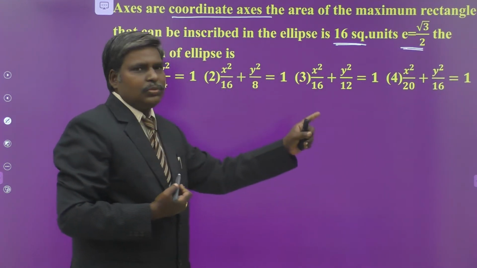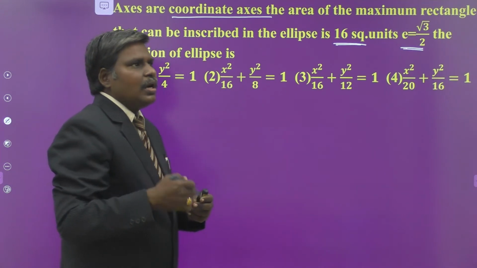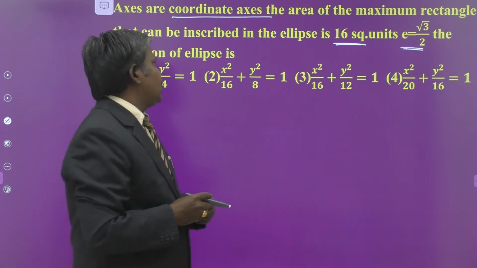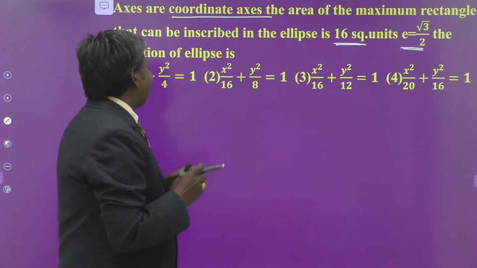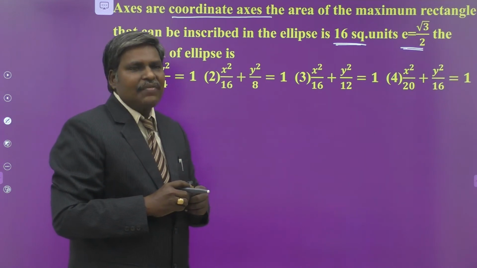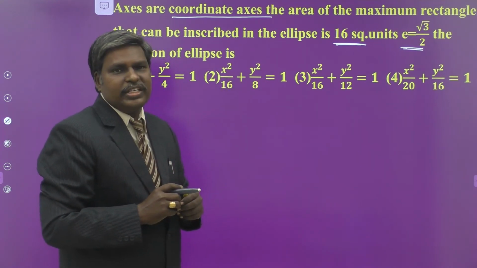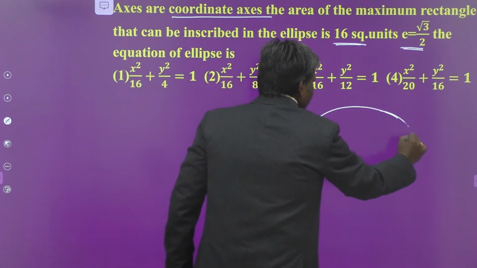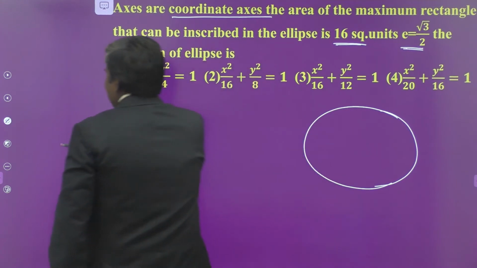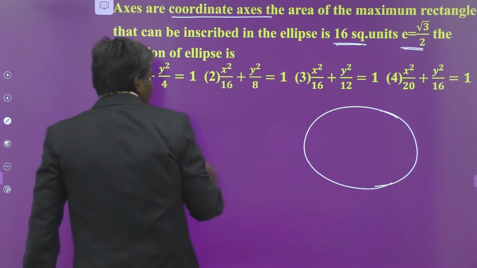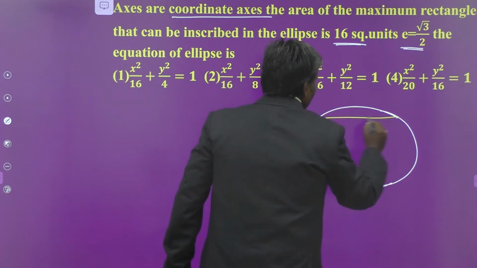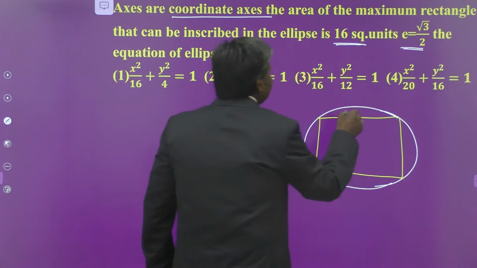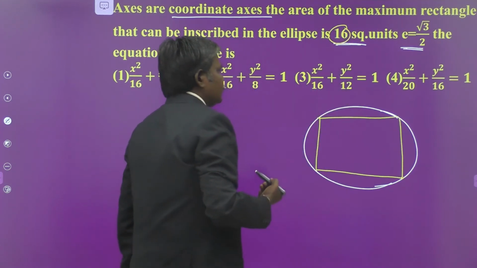Options are also given to you. You can verify those, or you can solve the given conditions to obtain the required equation of the ellipse. So, one rectangle is inscribed in the ellipse having maximum area 16 square units. This is the ellipse, and this is the rectangle which is inscribed in the ellipse, having maximum area 16 square units.